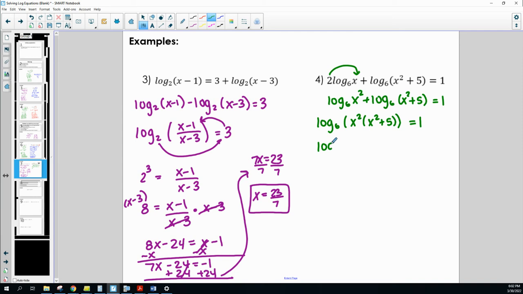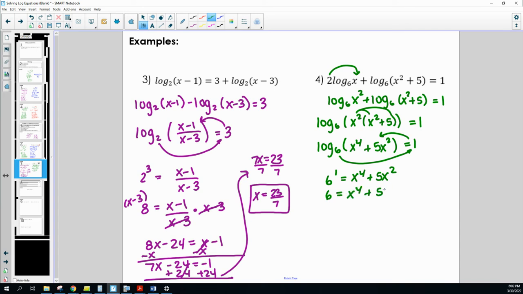I'm going to distribute this x squared. So I'm going to get x to the 4th plus 5x squared equals 1. I'm going to switch forms. So 6 to the 1st equals x to the 4th plus 5x squared. 6 to the 1st is just 6. Now this should look familiar to you.